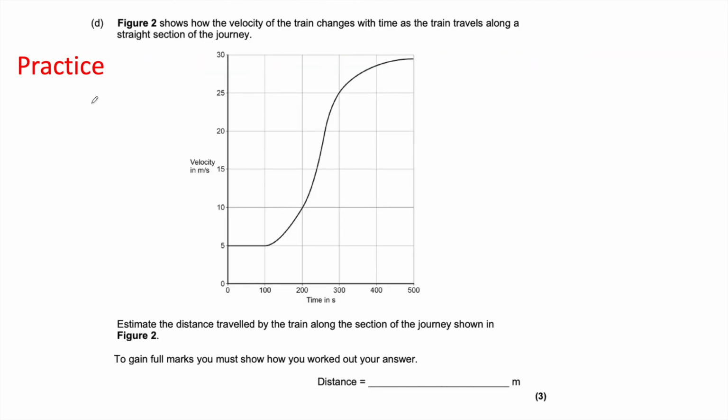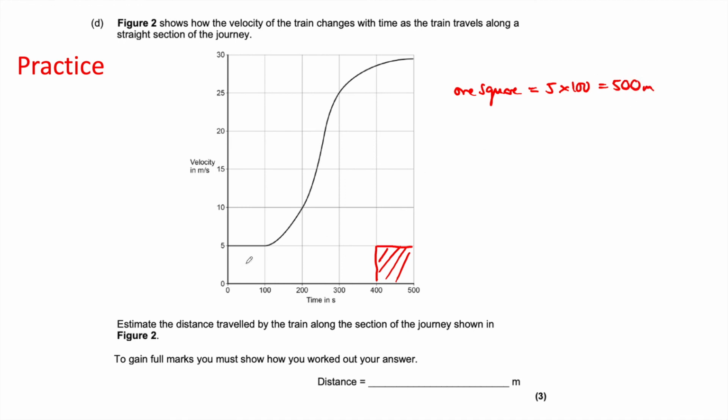So pause the video and have a go at this question, which asks you to estimate the distance travelled along a section of railway journey in figure 2. So it's the whole of that area. So of course, first of all, you're going to work out the distance travelled in 1 square. So 1 square, the distance is equivalent to 5 times 100. So each square represents 500 meters.